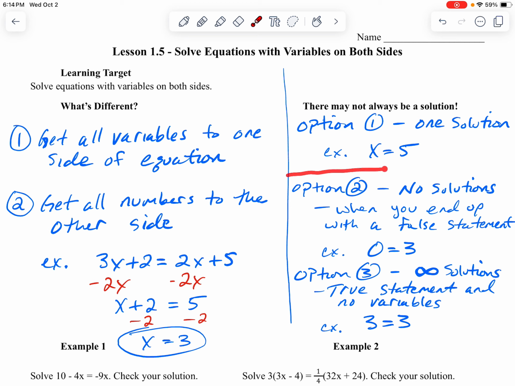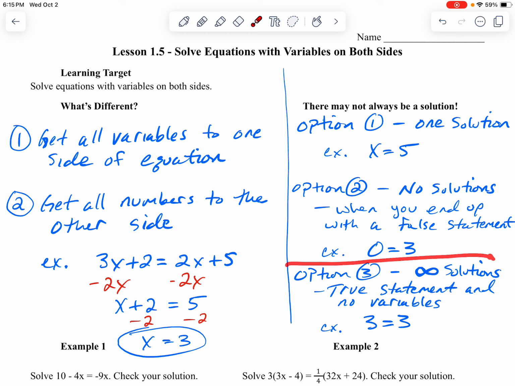Option 2 is we may end up with no solutions at all. And we'll see an example of that in a few minutes. What that looks like is we go through the normal process of solving, and then all of the variables end up going away, and we end up with a false statement. For example, if all the variables cancel out and I end up with something like 0 equals 3, that is not a true statement. That tells me that there are actually no solutions to the equation.